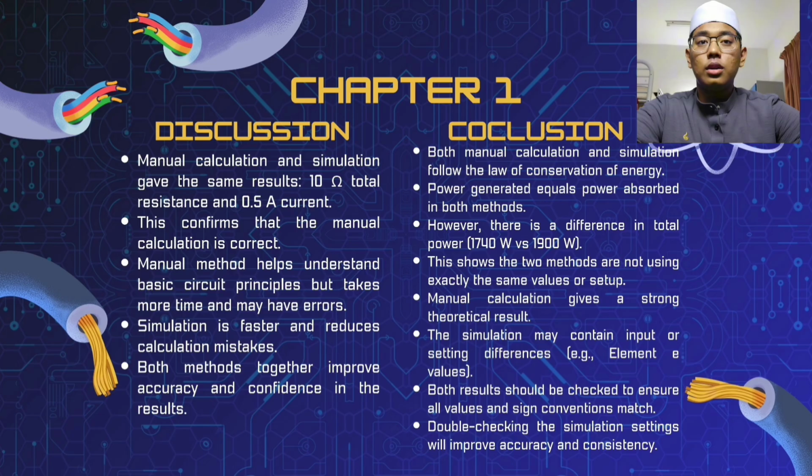In conclusion, this project helps us understand how theoretical circuit analysis is applied in practical situations. Manual calculation is important because it strengthens our understanding of analytical concepts and problem-solving skills. Simulation is equally important because it saves time, reduces calculation errors, and verifies the correctness of our manual work. Therefore, combining manual calculation and simulation provides a more accurate, reliable, and efficient way to analyze electrical circuits.